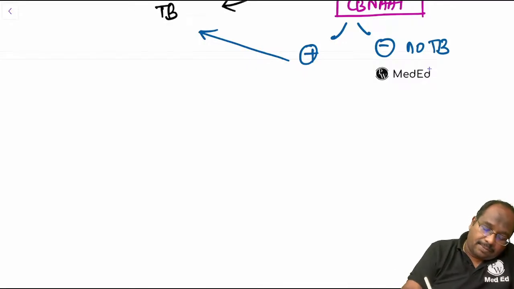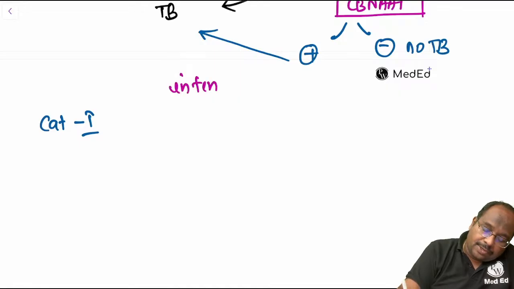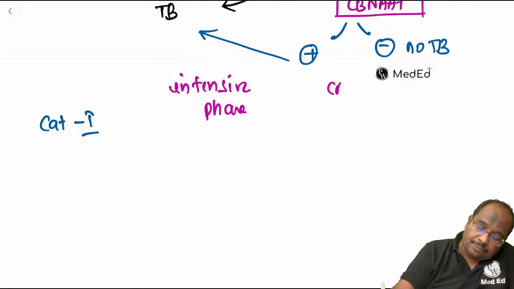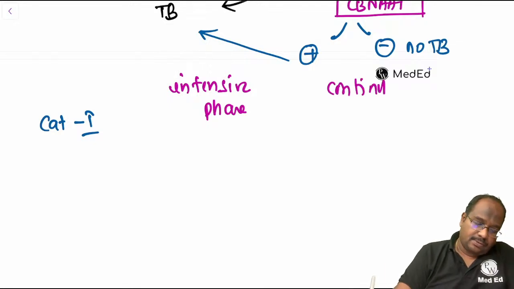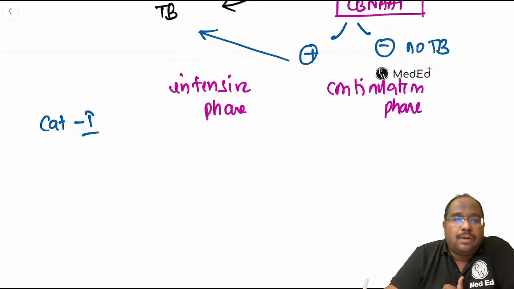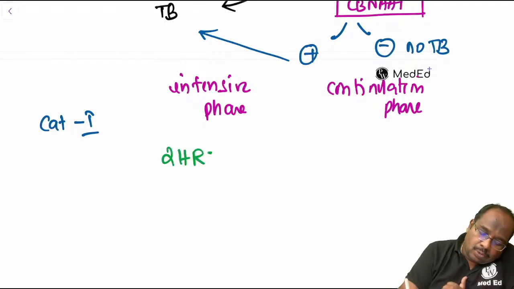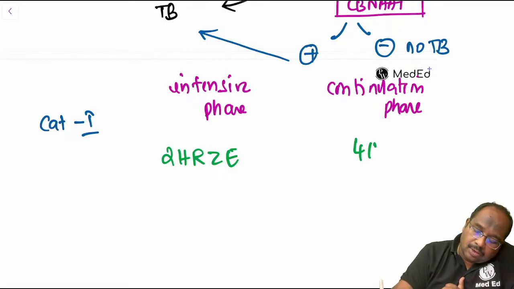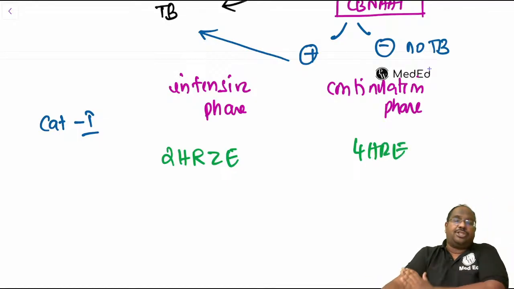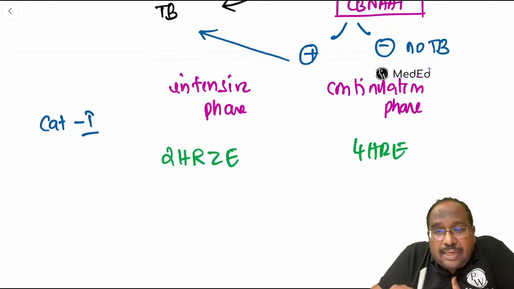What is the regimen available? We have category 1. We have the intensive phase and the continuation phase. What is the regimen that is given for TB? Come on, category 1, what is the regimen? 2 HRZE, 4 HRE. This is the regimen, guys.